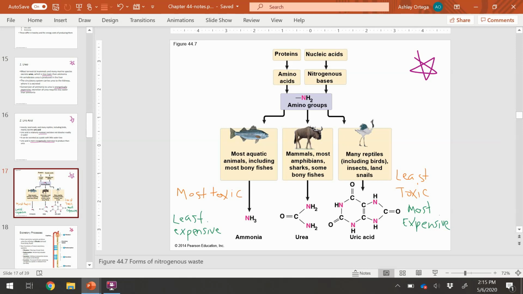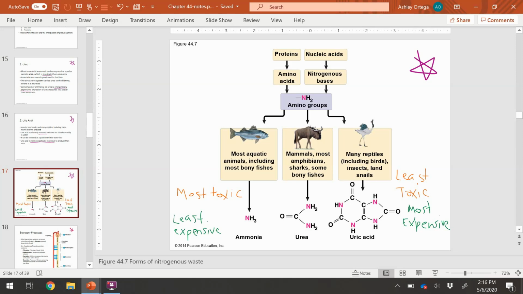So looking at the first one here, the aquatic animals like bony fishes will convert that NH2 to ammonia, which is NH3. That's most toxic, and it's least expensive, which makes sense for aquatic animals. They're surrounded by water. This little amount that they're going to excrete will not have a significant impact on their environment. Even though it is toxic, in terms of relative concentration, it's going to be very, very, very small compared to the amount of water that's available in the aquatic environment, and so it has no significant impact. And it's least expensive, making it the most preferred excretory product for the fish.